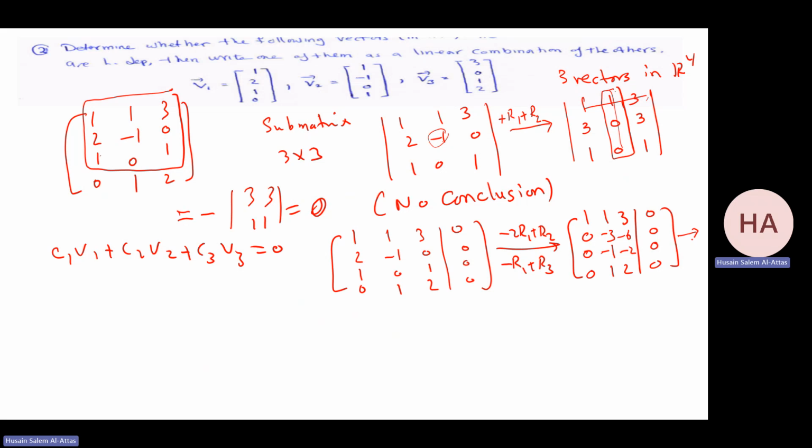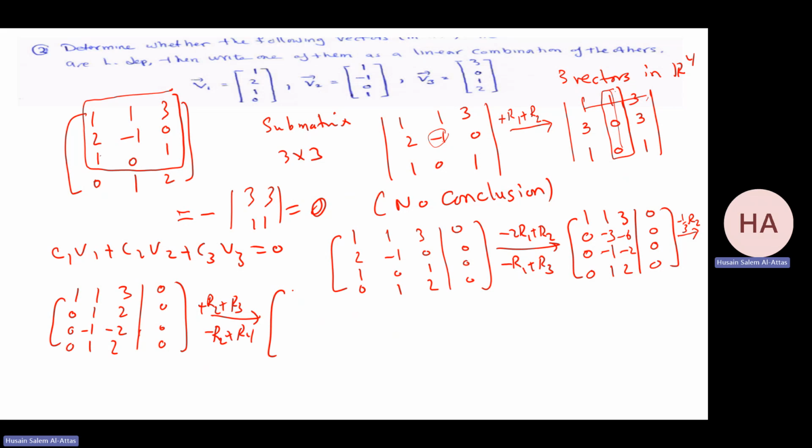Okay, I can multiply the second row by minus 1 over 3. I'm getting what? 1, 1, 3, 0, 1, 2. The third one is 0, minus 1, minus 2, 0, 1, 2. So multiply the second row by plus R1 and add it to R3 and minus R2 plus R4 to get what? 1, 1, 3, 0. I have 0, 1, 2, 0. I have 0, 0, 0, 0, 0, 0, 0, 0.